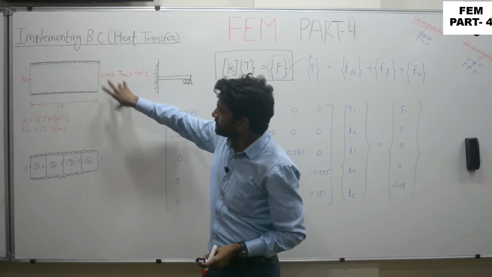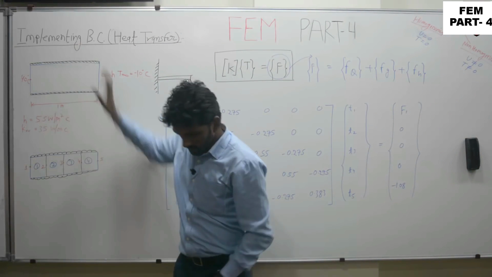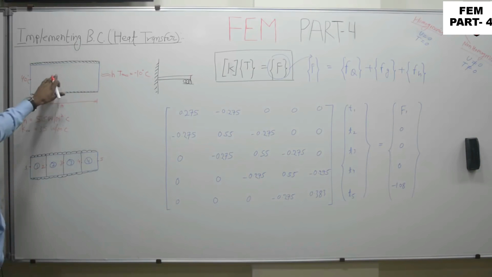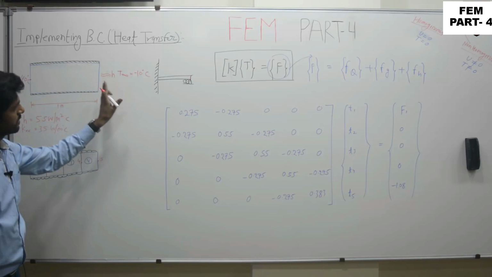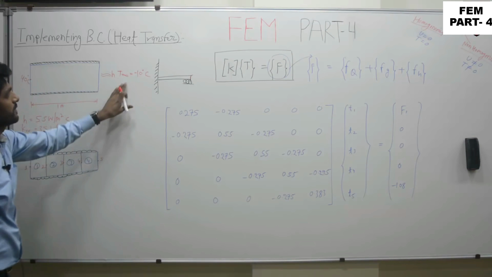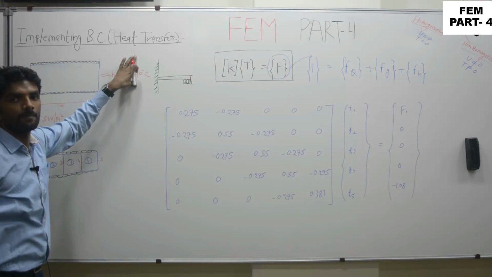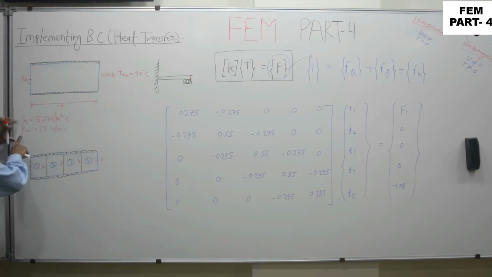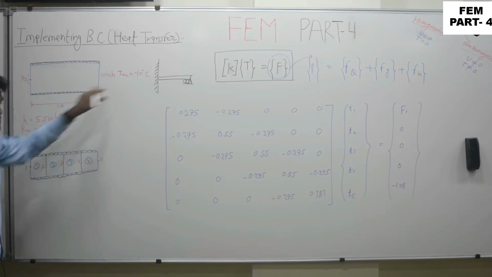To understand this, we have taken a simple problem. This problem is that an insulated pipe is over there. The left side of the pipe is maintained at 40 degrees centigrade and the right side of the pipe is open to the atmosphere, and the atmospheric temperature is about minus 10 degrees centigrade. Now the conductive heat transfer coefficient for this particular body is 35 watt per meter degree centigrade and the convective heat transfer coefficient is 55 watt per meter square degree centigrade.